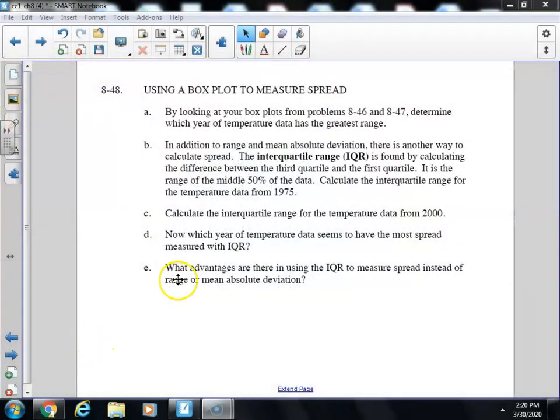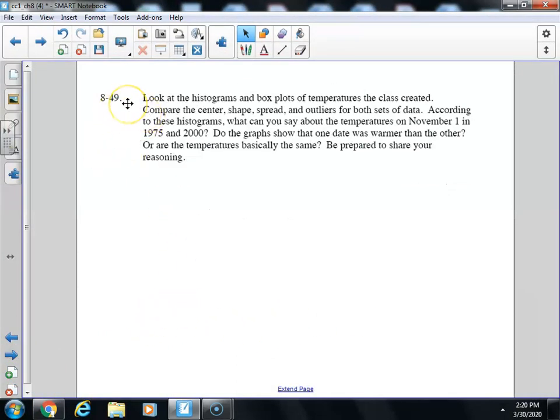So the last question, 49, says, look at the histogram and box plots of temperatures that you have created. Describe the center, the shape, the spread, and the outliers for both sets of data. According to these histograms, what can you say about the temperatures on November 1st in those 2 different years? Did the graphs show that one date was warmer than the other, or are temperatures basically the same? Be prepared to share your explanation or your reasoning. This is one we're not going to work through with you. We're going to have you compare the 2 histograms and tell us what you can determine when you compare the 2 of them.